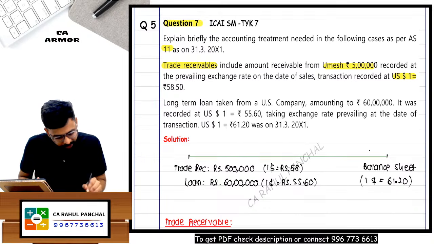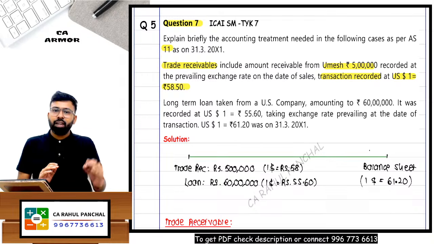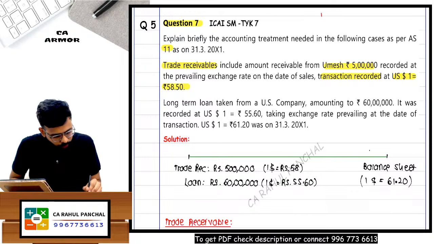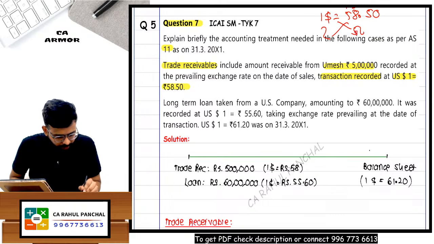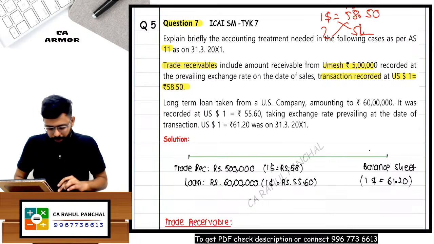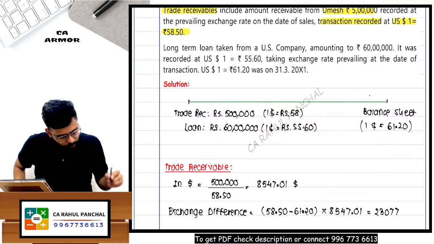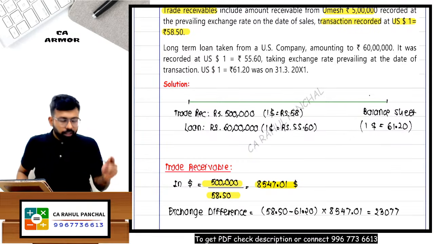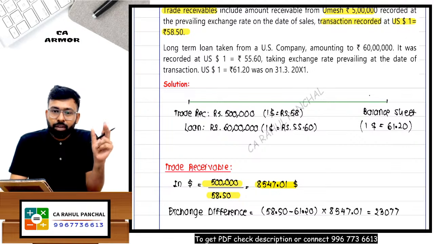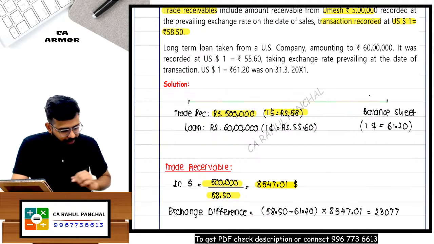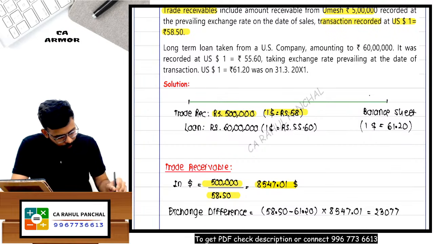It is given the trade transaction date. The rate was 58 point something. So I will say $1 is equal to 58.50 rupees, and I have 5 lakh rupees recorded. It means how many dollars must be there? So 5 lakh divided by 58.5. Your value will come to this. Look, 5 lakh divided by this. So this many dollars of trade receivable is appearing. 5 lakh rupees when the rate was 58.5.